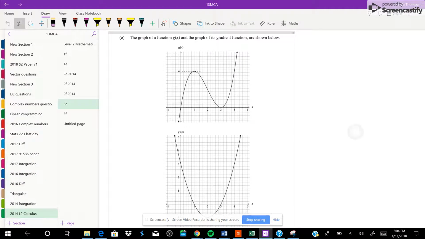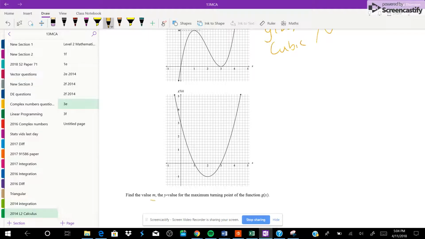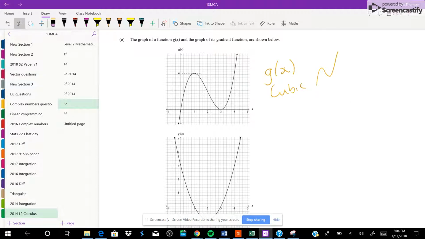So we're given the graph of a function, g of x, which is this one here, right? So this is a cubic, and it's a positive cubic because it goes like that. And we have to figure out what is the value m? So what's the y value for the maximum turning point of that function g of x? Right, so this is what I'm looking for. My goal is pretty clear. My goal is to find g at x equals 1.